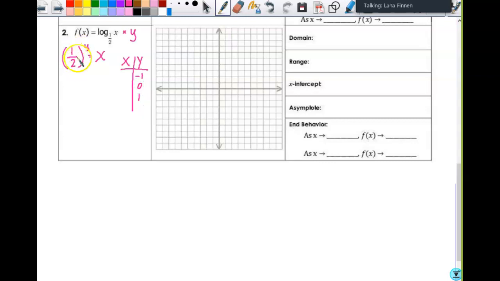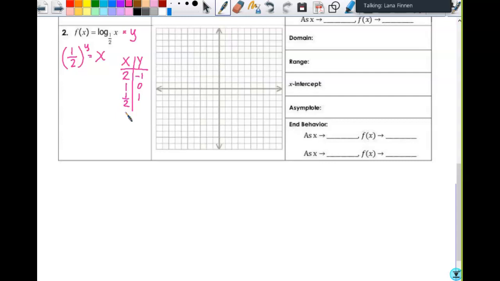So if I take 1/2 to the negative 1 power, that's going to give me a value of 2 for x. If I take 1/2 to the 0 power, that's going to give me 1. If I take 1/2 to the first power, that's going to give me 1/2. Okay, so now I have my t-chart.